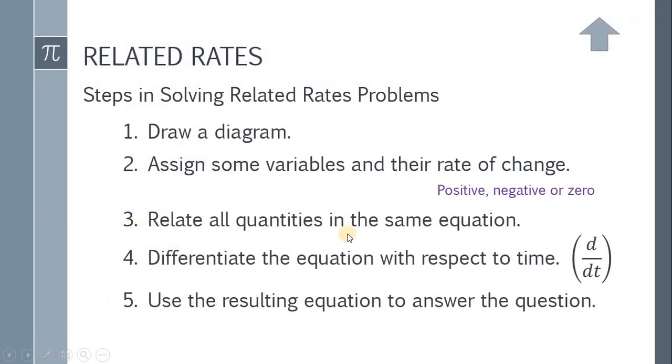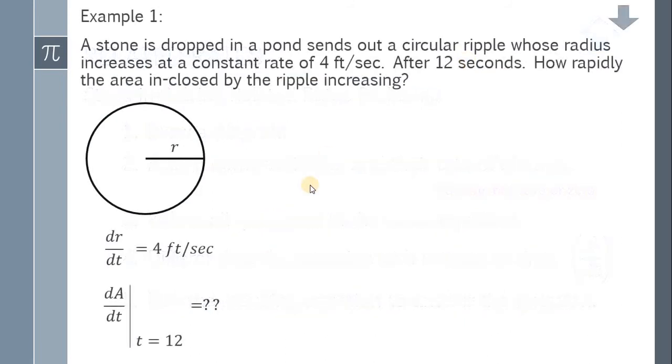Relate all quantities in the same equation. Relate natin yung mga quantities in the same equation. So, meron tayong area and radius. Obviously, gagamitin natin yung formula for the area of the circle. So, we have the area is equal to pi r squared.